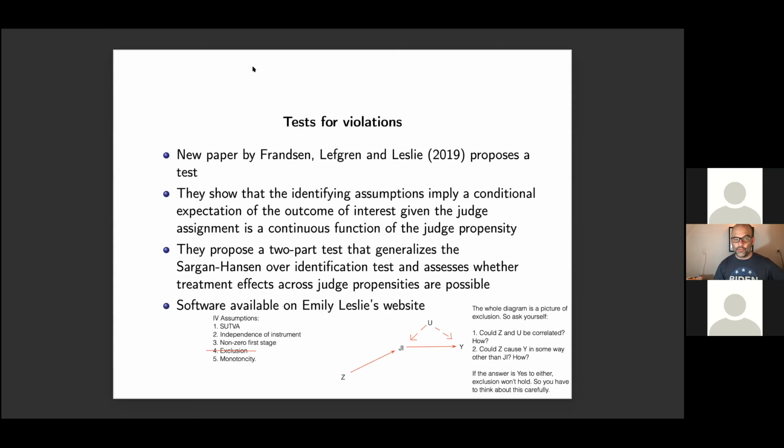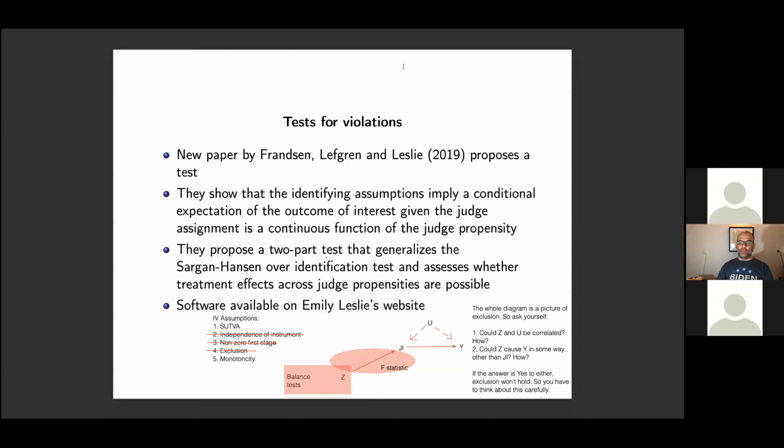Non-zero first stage. That's measurable with the F statistic. Okay, that's measurable with the F statistic. You know, balance tests, that'll help you know independence. So now we're just really down to SUTVA and monotonicity.